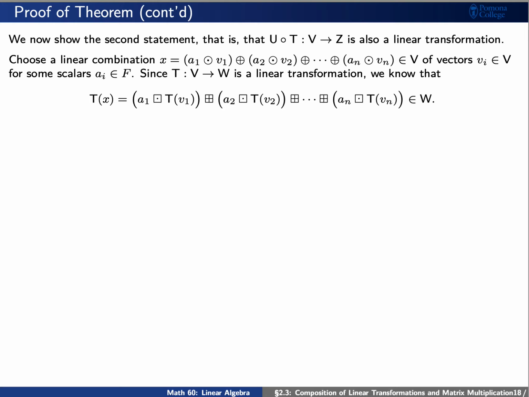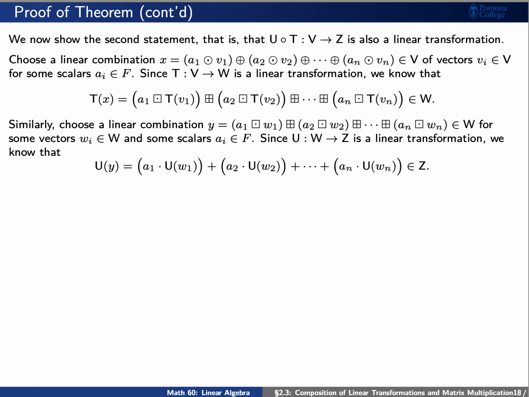We know that since T is a linear transformation, we can apply T to our linear combination X, and we have another linear combination in terms of the vectors Vi. Similarly, let's choose a linear combination in our vector space W, and let's apply our linear transformation U. Since Y is a linear combination of vectors, we know that U of Y is another linear combination of vectors.